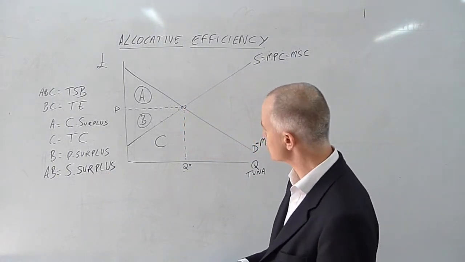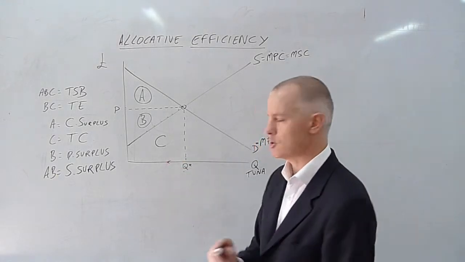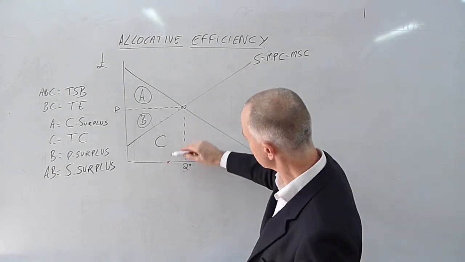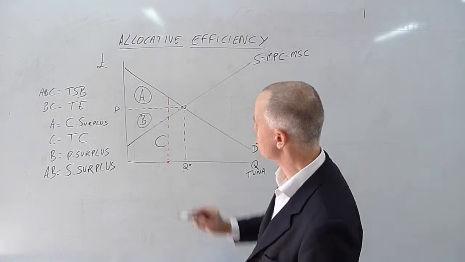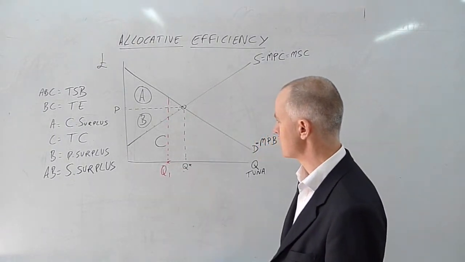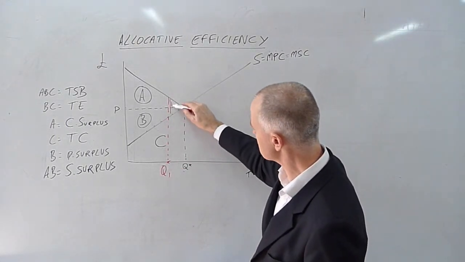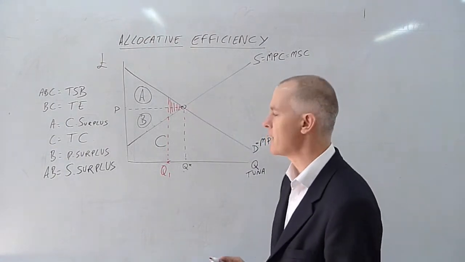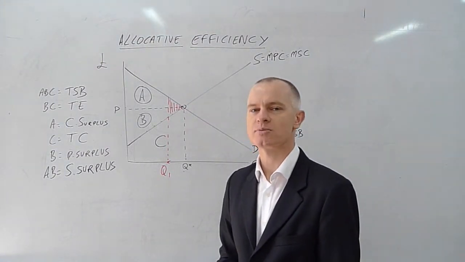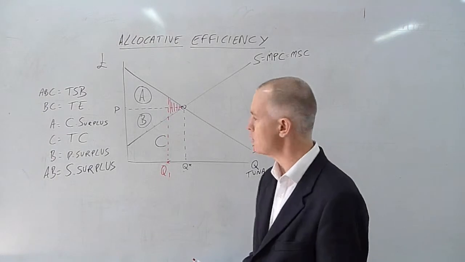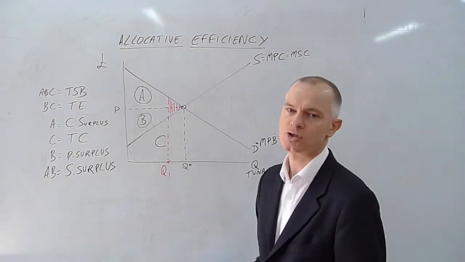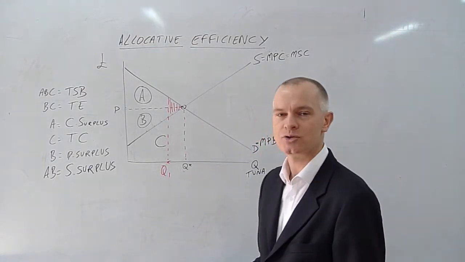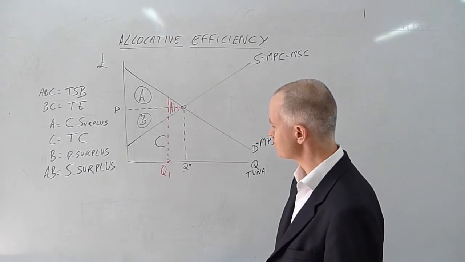If we were to produce less fish than Q star, for example Q1, we would miss out on some of that area AB. This is sometimes called a welfare or a deadweight loss, and a reason for such underproduction might be a tax on tuna fish, for example.